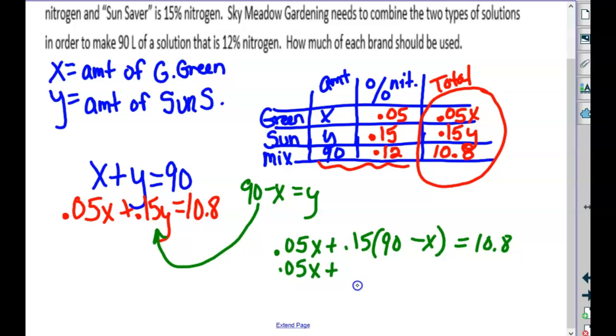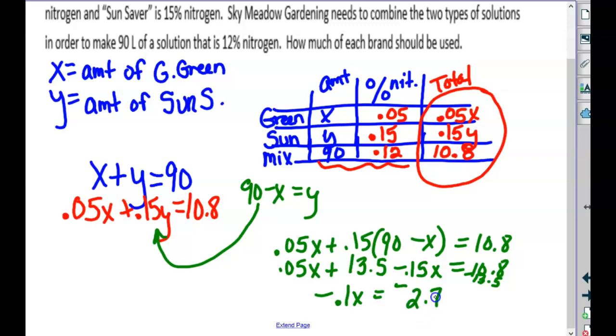0.05x plus, I should know that, 13.5 minus 0.15x when I distribute equals 10.8. Now 0.05 minus 0.15 is negative 0.1. And over here, if we subtract 13.5, we get negative 2.7. So then if we divide, it comes out positive 27 maybe?